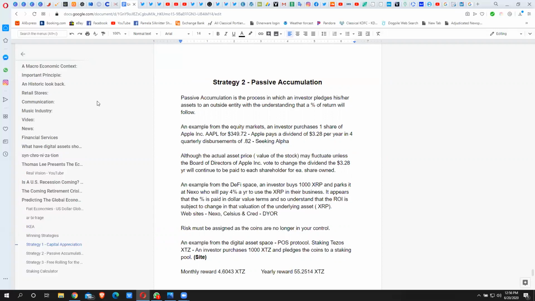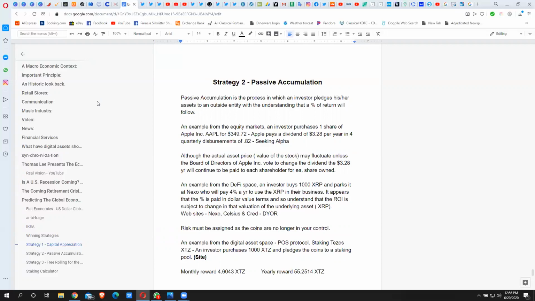Now, examples from the DeFi space. An investor buys, let's say, 1,000 XRP and parks it at Nexo, who will then pay that holder 4% a year to use the XRP in their business. Now, it appears that the percentage is paid in dollar value terms. And so the return on investment is subject to change with the valuation of the underlying asset. So as XRP goes up or goes down will determine the dollar value that 4% represents. Not an easy thing to forecast.